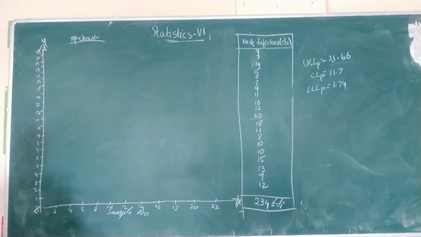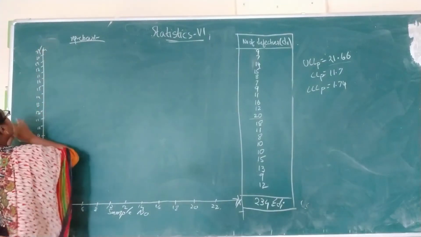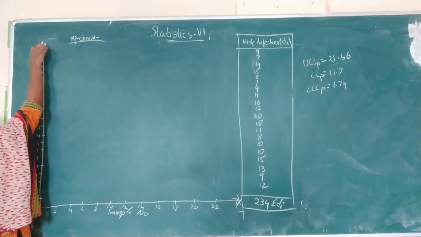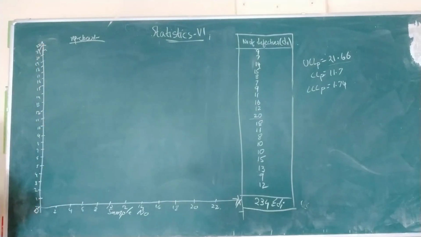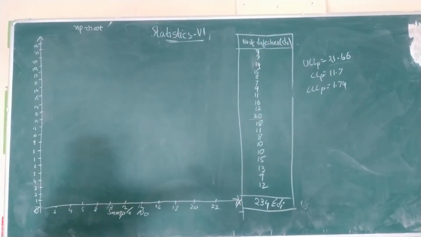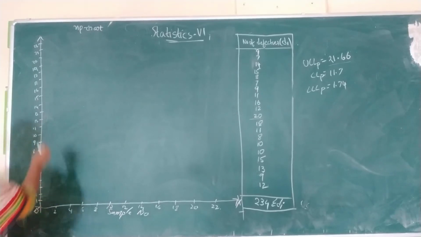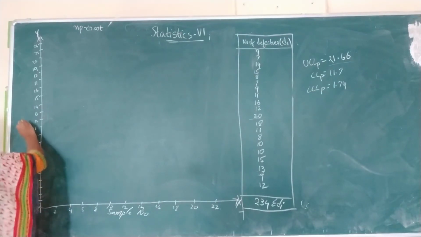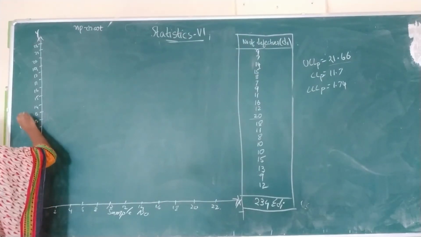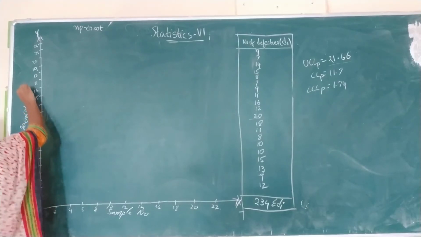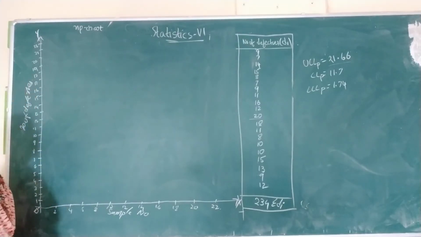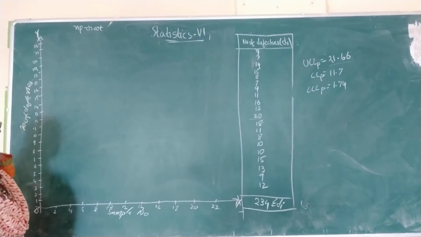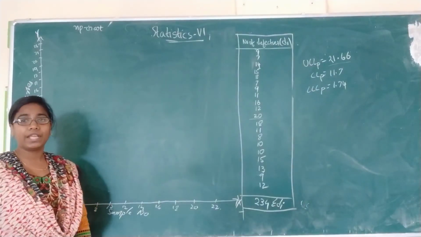So 121 point something, right? 22. So we took the values up to 22. So here on the y-axis we are going to plot the number of defectives. So right here, number of defectives. If it is a P chart, you will be writing the proportion of defectives. Since it is an NP chart, you have to write the number of defectives.